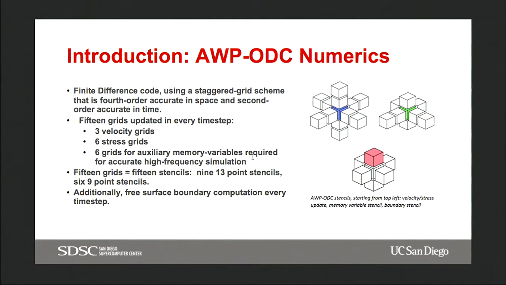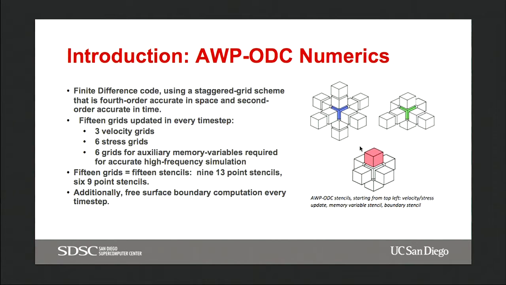So for 9 of the grids, we use this top left stencil. So to update the stress and velocity grids, we use this stencil here. It's a 13-point stencil, so it's symmetric in each direction of radius 2. For the memory update variables, I'm not going to talk about what they mean. They control frequency-dependent attenuation, a physical feature that's not super important for the purpose of this talk. But it's the top right stencil here. It's the green one. It's a 9-point stencil.